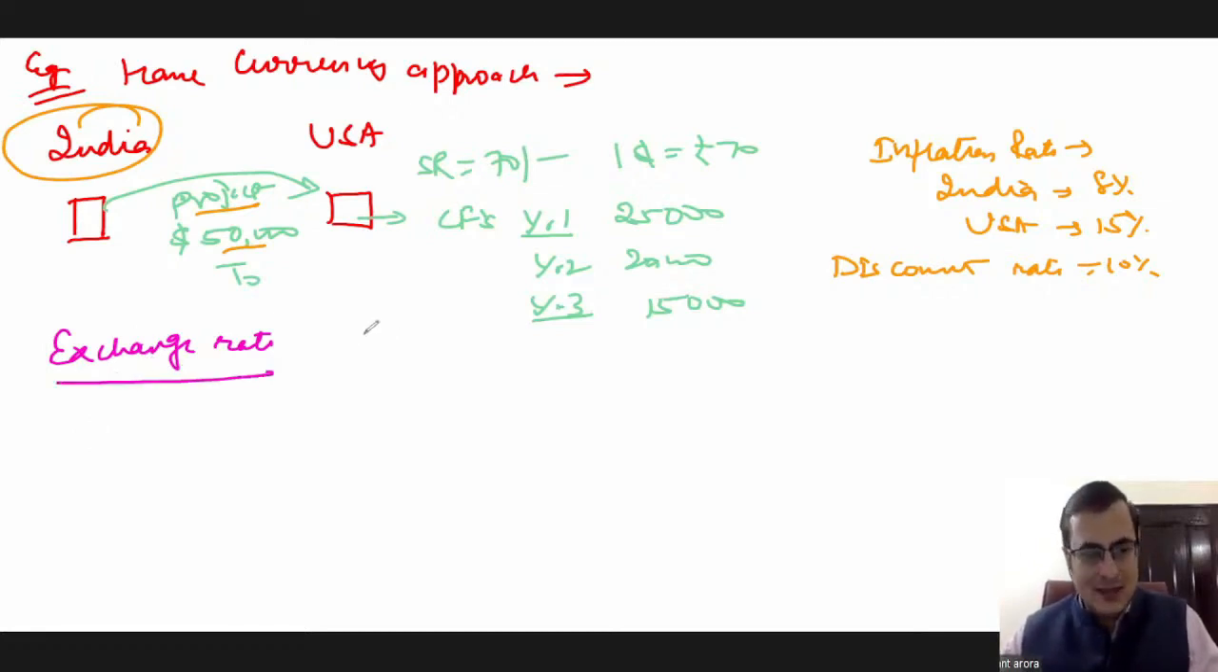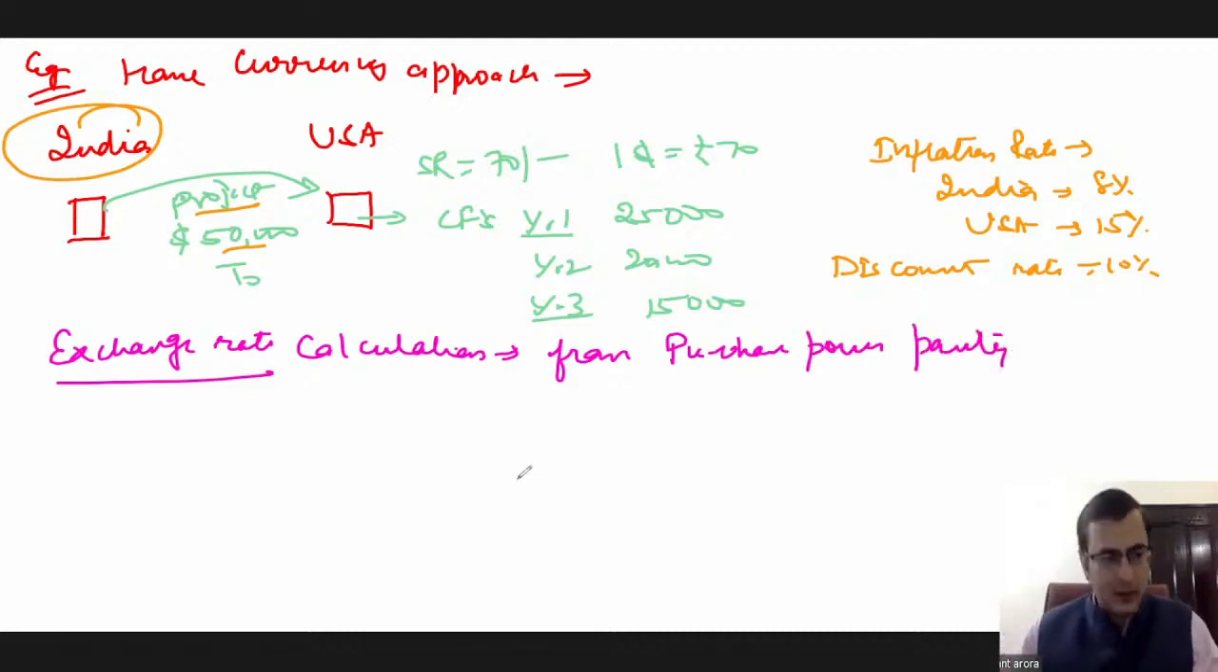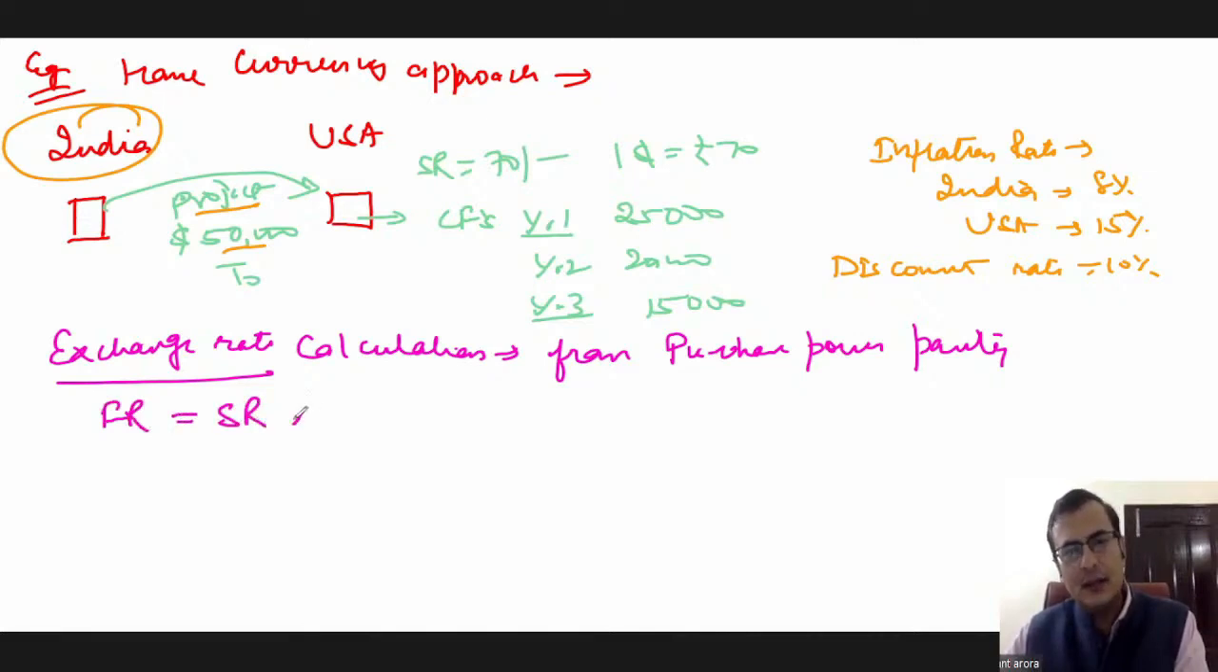Exchange rate calculation is required. Since inflation is given, beta, you will be using the concept of purchase power parity. So I hope you remember the formula. Don't worry. You had forward rate is equals to spot rate into 1 plus inflation.